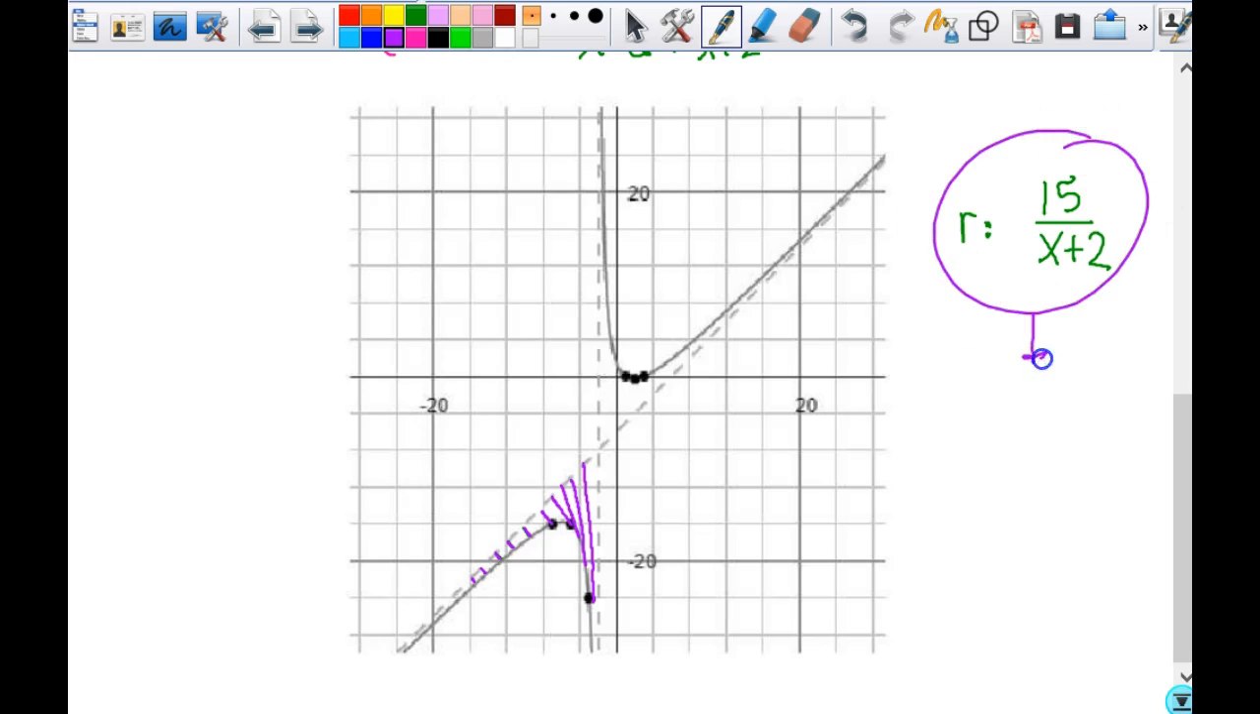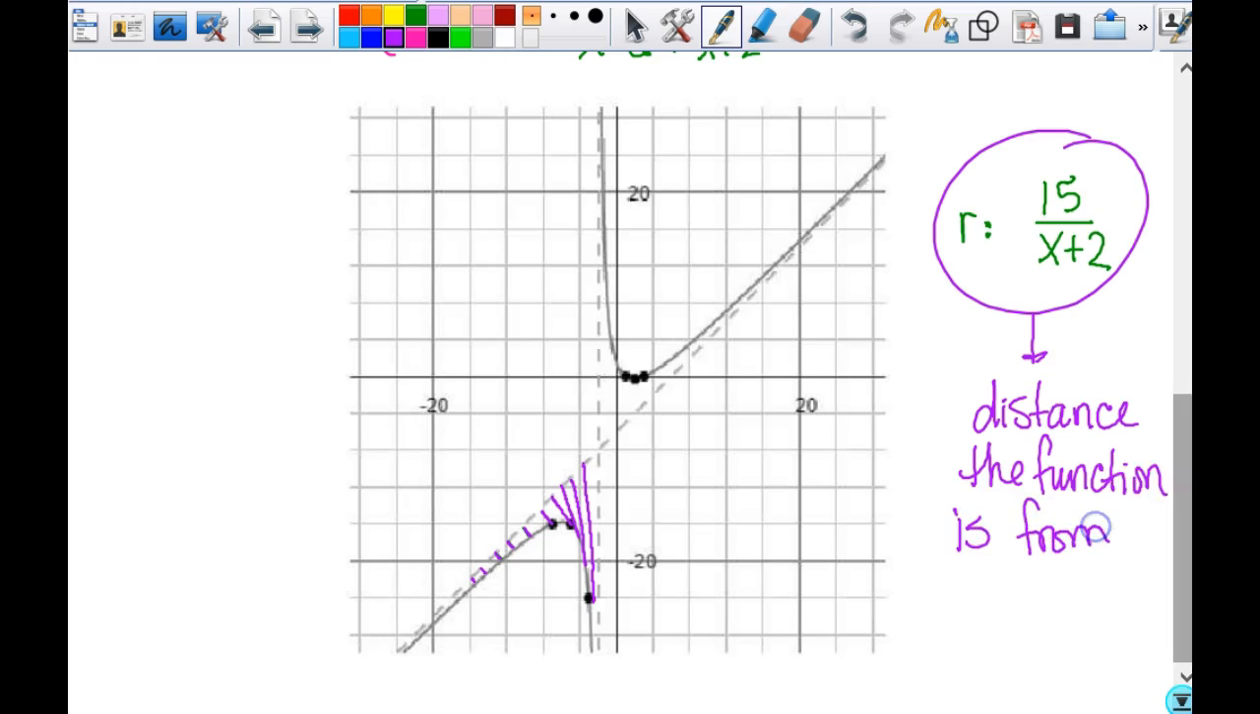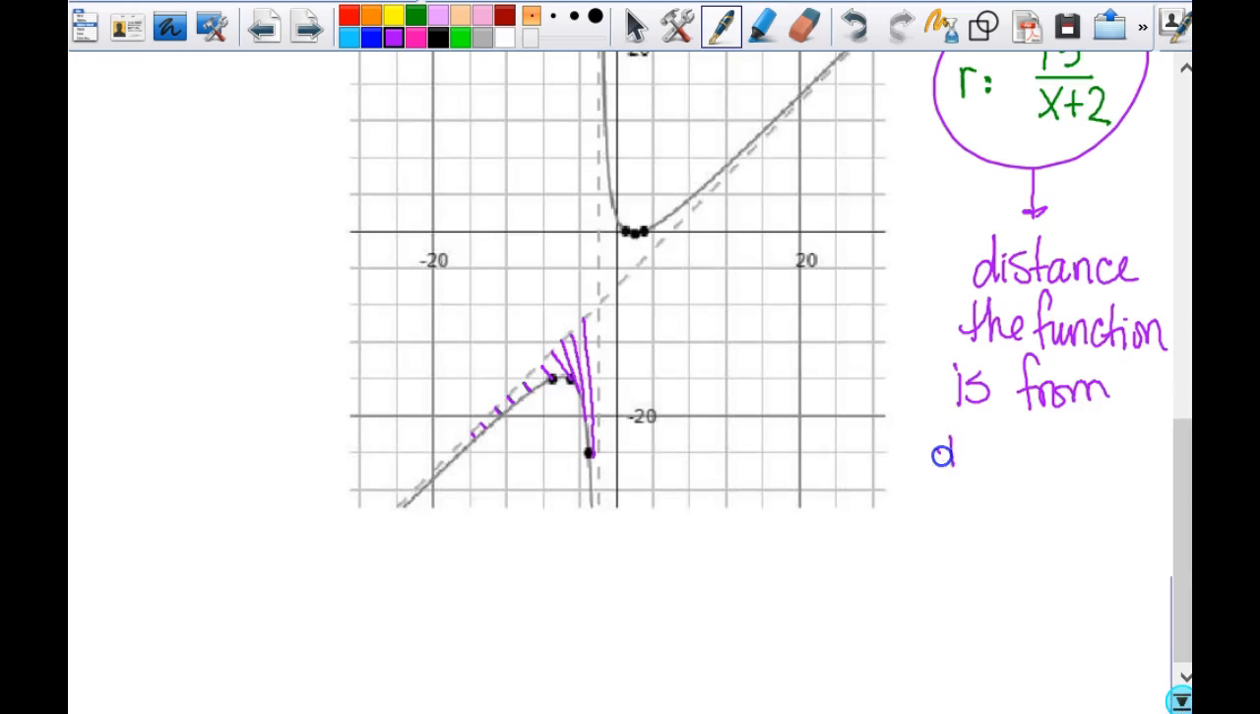So this is the distance the function is from the slant asymptote.